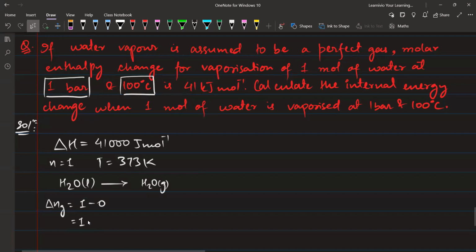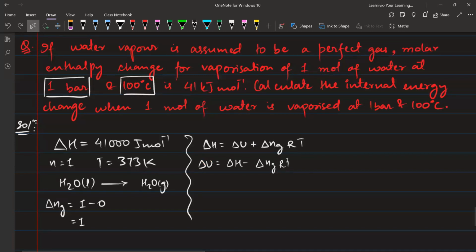Now from here you can plug in the formula. delta H is equal to delta U plus delta Ng RT. Now they are asking delta U, so I will write delta U. It is equal to delta H minus delta Ng RT. Delta H is given as 41000. Delta Ng is 1 multiplied by R, which is 8.314, multiplied by 373, that is the temperature.